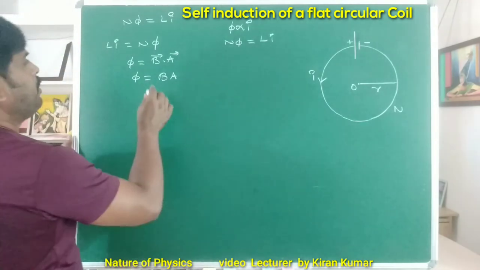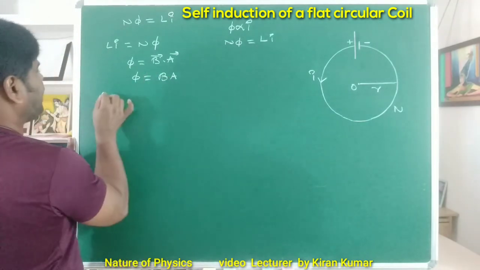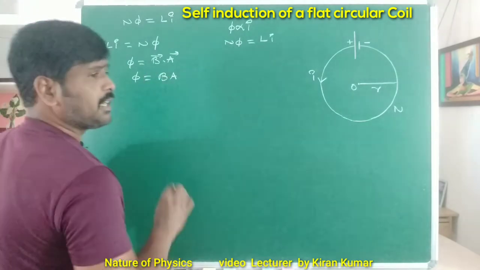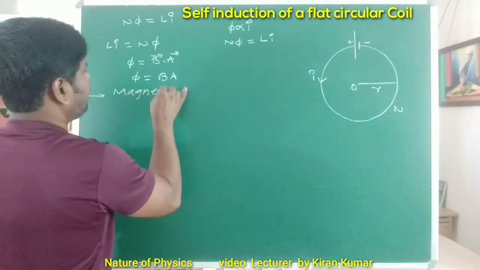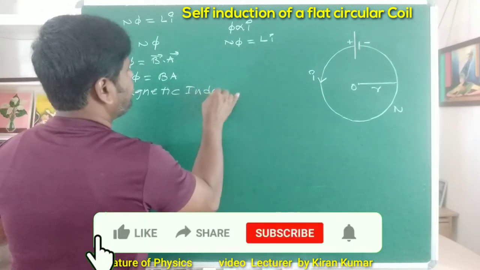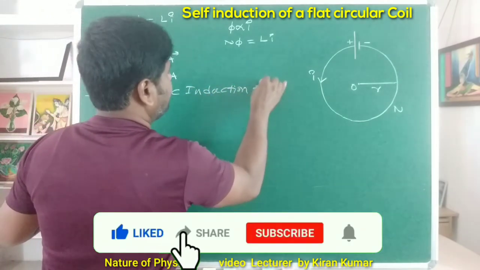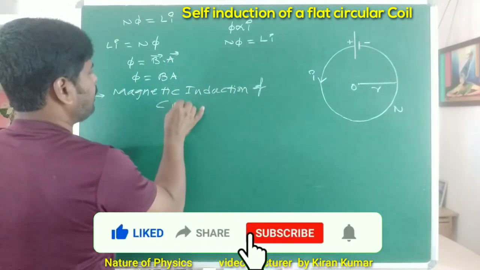Okay, so we have to find B. What is B? The magnetic induction of the circular coil.